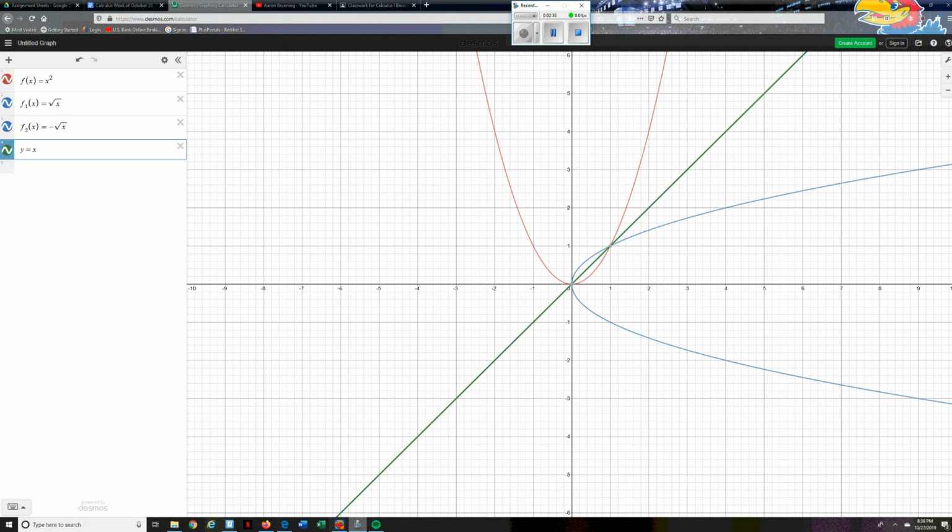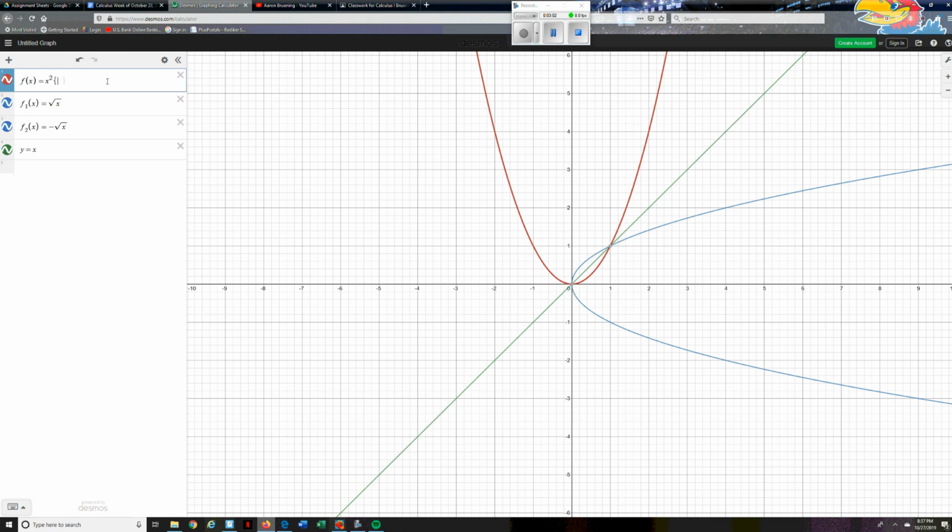So you have here the red graph. That's the graph of the function. And the blue graph here is the graph of the inverse. But unfortunately, the inverse is not a function. So what we want is for the inverse to also be a function. So what we're going to do is restrict the domain.